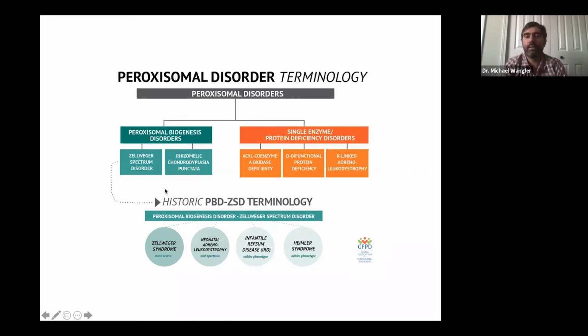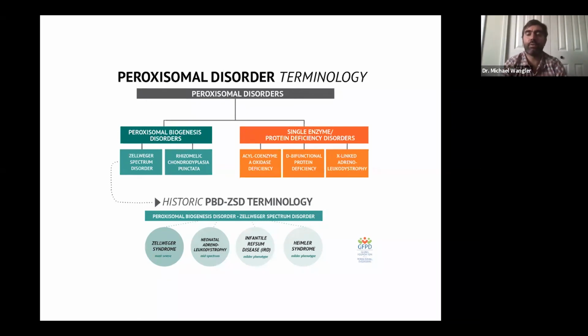And the reason that this is important is because, historically, it is the same group of patients that were termed Zellweger, neonatal adrenoleukodystrophy, infantile Refsum, Heimler syndrome. So you may read these older terms, and if you do, I'd encourage you to pull out this graphic, and it helps you calibrate what's being talked about.